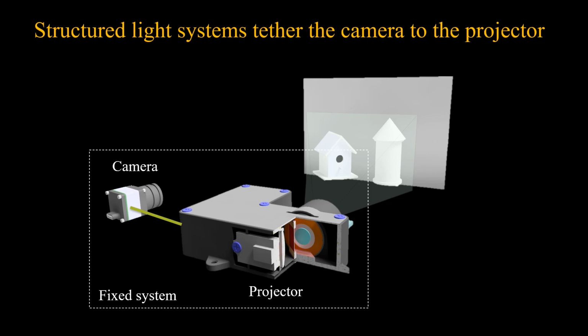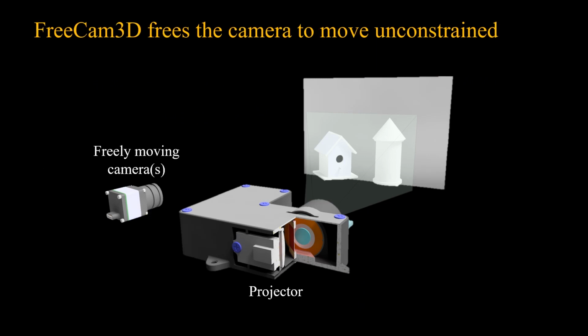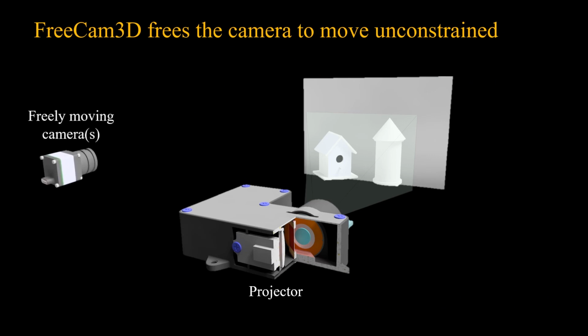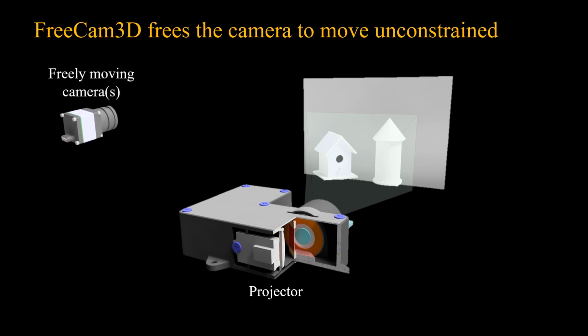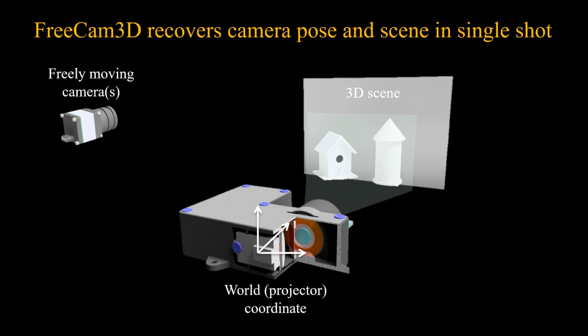Common structured light systems have a camera tethered to the projector. This paper frees the camera and allows it to move in the scene in an unconstrained manner. Our system both localizes the camera and recovers the 3D scene in a world-grounded system from a single image. We call this system FreeCam3D, and it has many applications in augmented reality and indoor localization.